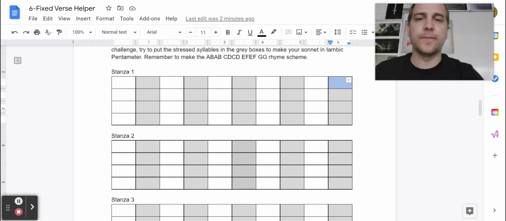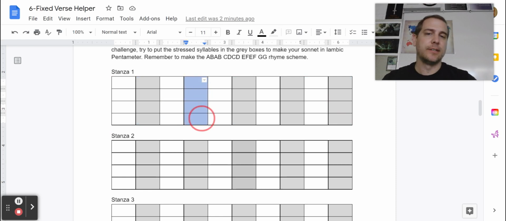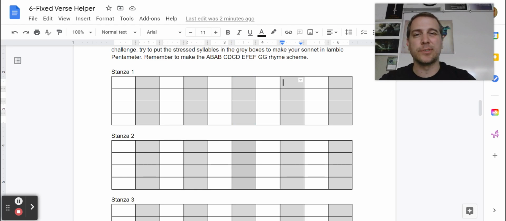And so the way you could fill this out, and if you really want to challenge yourself, these gray boxes here would be the stressed syllables. If you want to take on the extra challenge of attempting to write in iambic pentameter, where it's unstressed, stressed, unstressed, stressed, unstressed, stressed, to make that da-dun, da-dun, da-dun, da-dun, da-dun rhythm. But that's not required. All I'm looking for really is 10 syllables. And I think that will be just fine.